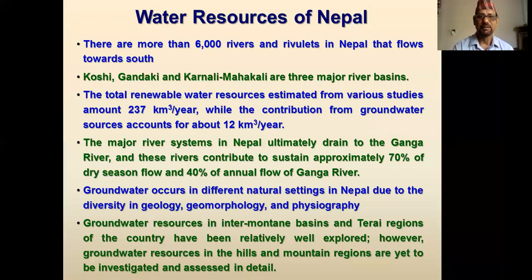Nepal contributes about 70% of the annual flow of the Ganga River during the dry season. It means whatever the Ganga River discharge is, it is majorly contributed by the rivers flowing through Nepal. And groundwater occurs in different natural settings in Nepal, governed by the geomorphology, physiography, and geology that we just discussed: groundwater is available in fractured rock in the northern region in the higher Himalaya or the basement rock of the lesser Himalaya. But groundwater is available in the sedimentary layers in the Dun valleys, midland, as well as in the Tarai plain. So groundwater exploitation techniques are also different in different conditions.